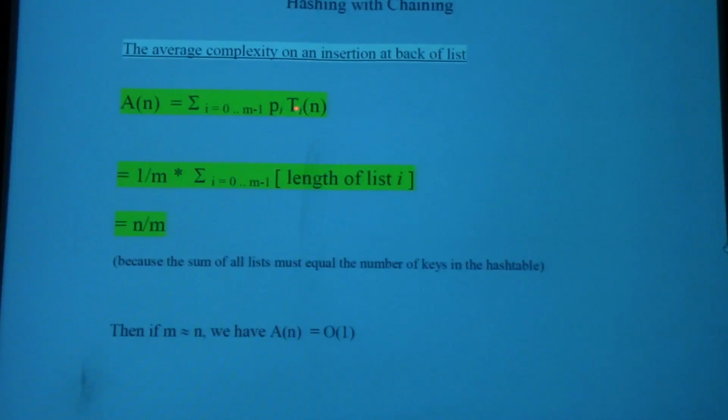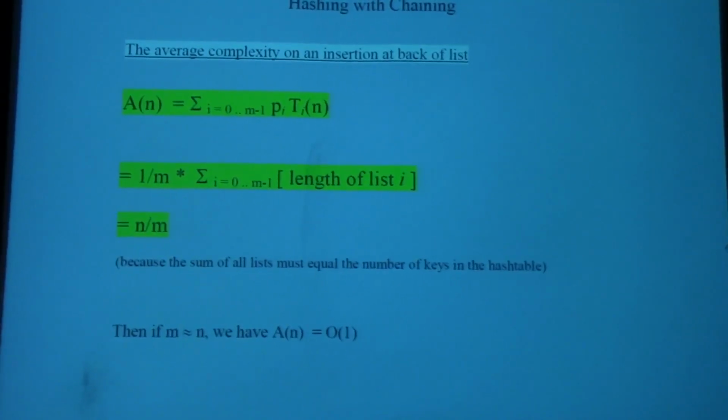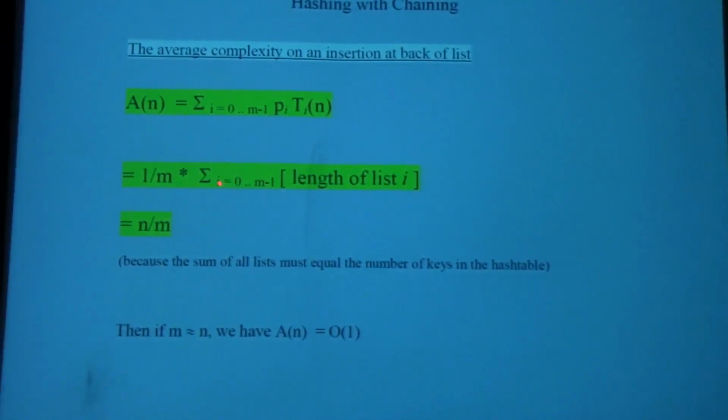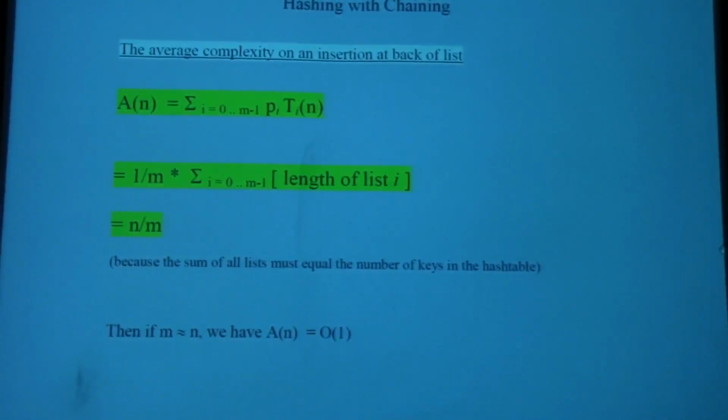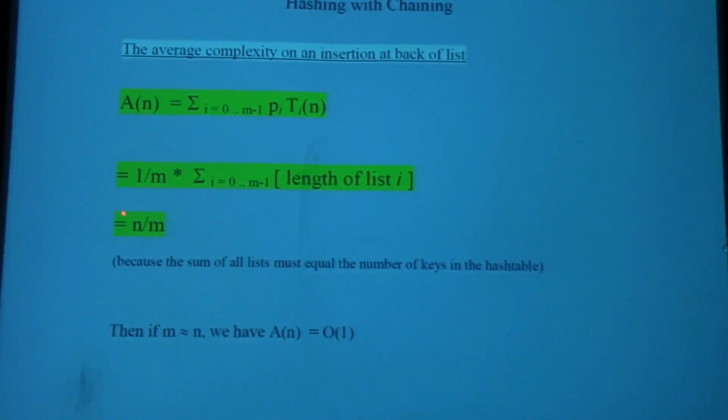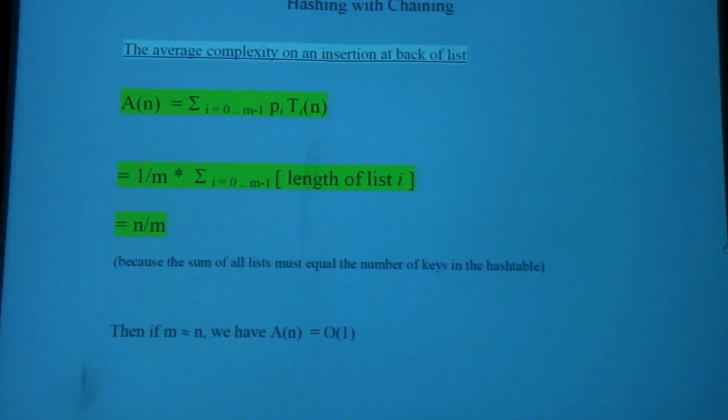So we know that p_i is 1 over m, so 1 over m can come out of the sum, because the sum is going over i, and 1 over m is a constant with respect to that. And that's going to be 1 over m times the sum from 0 to m minus 1 of the length of list i, because the time complexity to traverse the list is the length of list i. Now, I don't know what the length of list i is, but I do know that the sum of the lengths of all the lists from 0 to m minus 1 is equal to n, because I have n elements in the table. So therefore, my complexity is going to be n over m. n over m.